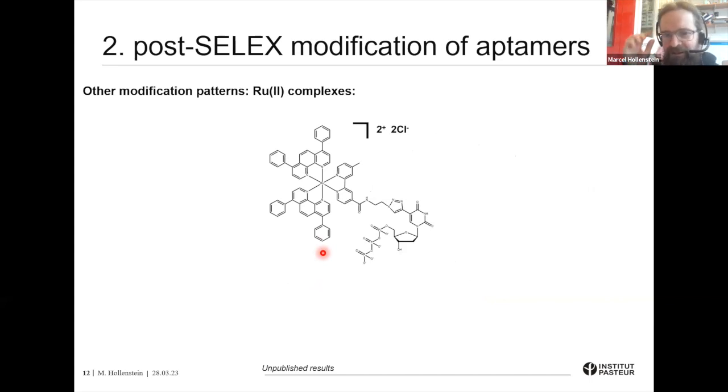So this is an example where everything went well. We synthesized the nucleotide. It was accepted by polymerases. We could identify an aptamer that is highly specific. We could resolve the crystal structure. But unfortunately, this is not always the case.